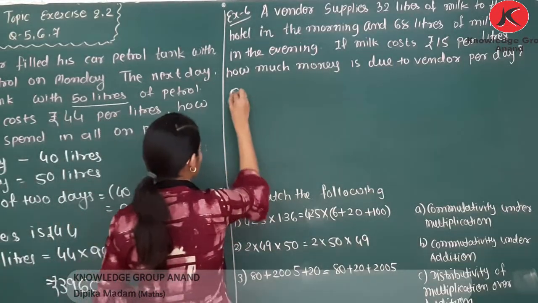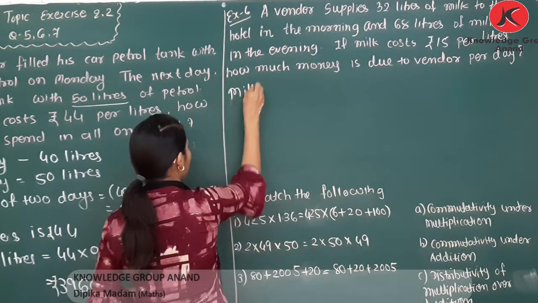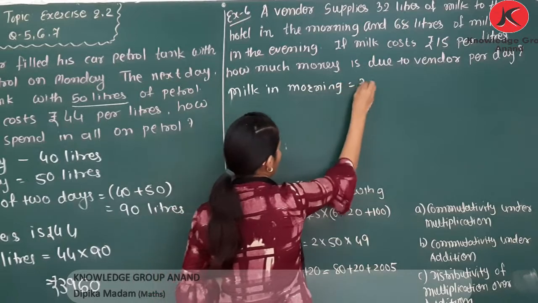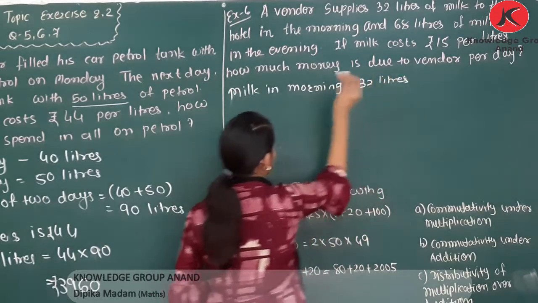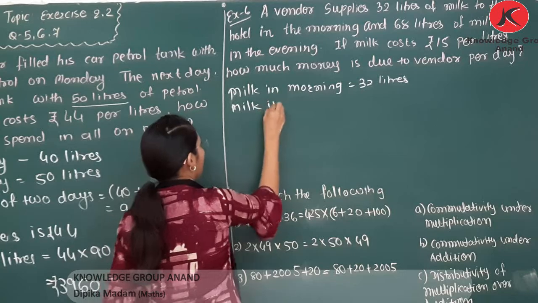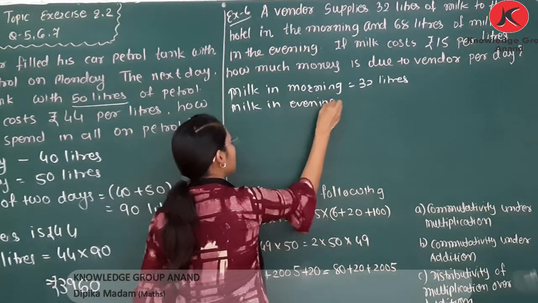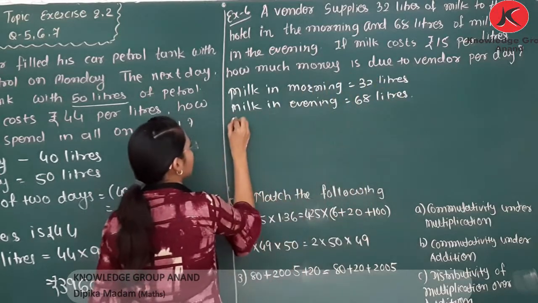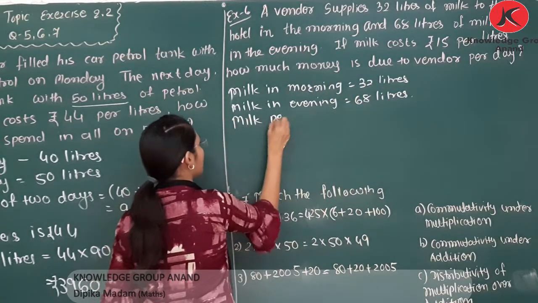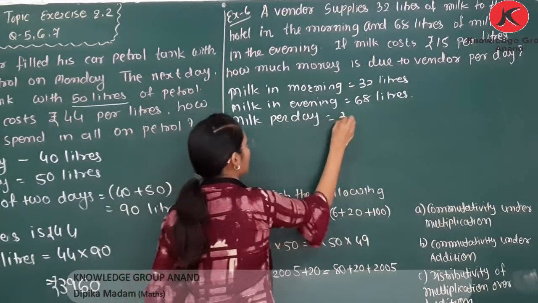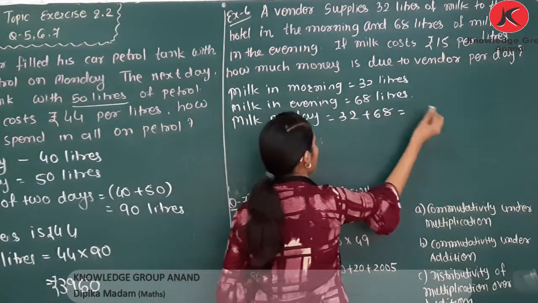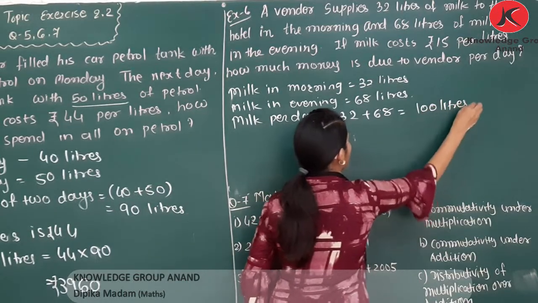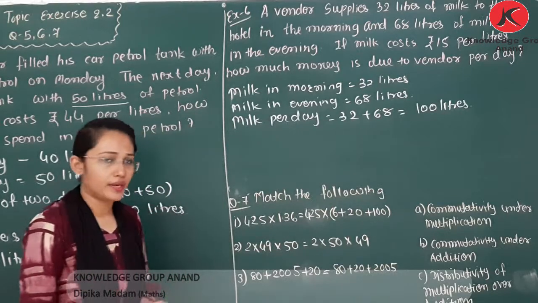So milk in the morning, that is 32 liters. Milk in the evening, 68 liters. So milk per day, that is 32 plus 68 is 100 liters. Okay, milk per day is 100 liters.